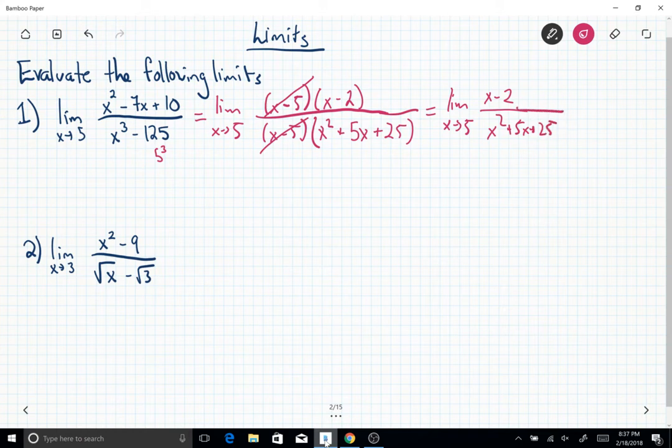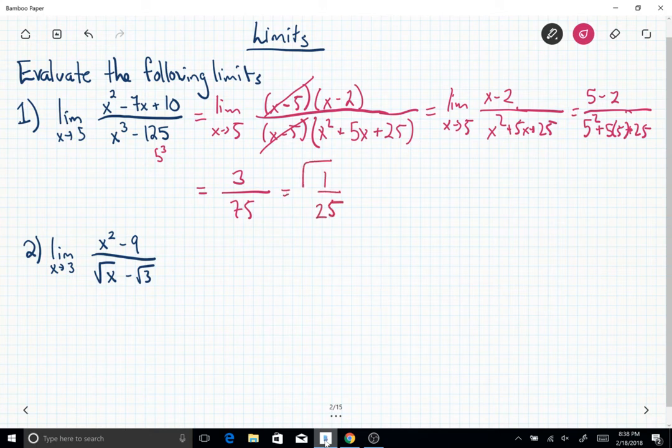And so what does that make? Well, we just plug it in, and so we get 5 minus 2 over 5 squared plus 5 times 5 plus 25. And so that equals 3 on top, and then notice we'll have 25 plus 25 plus 25, that's going to be 75, or 3 times 25. So we can reduce this to 1 over 25, and that's our final answer.